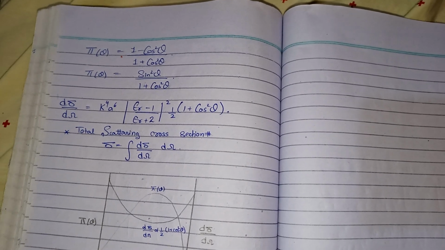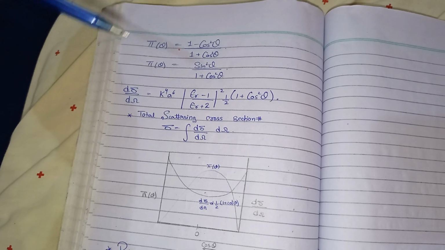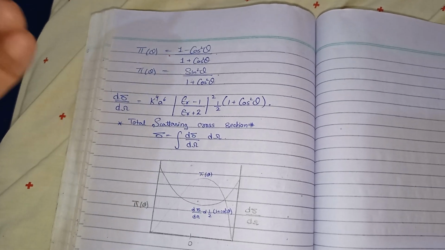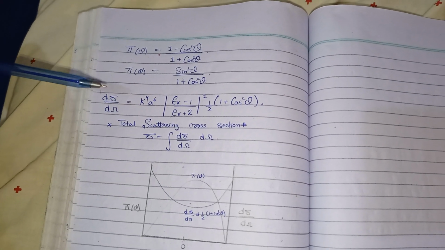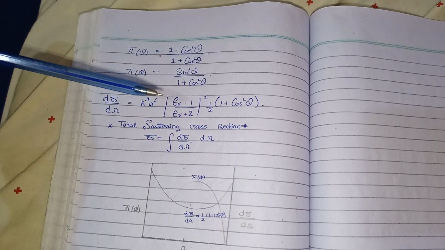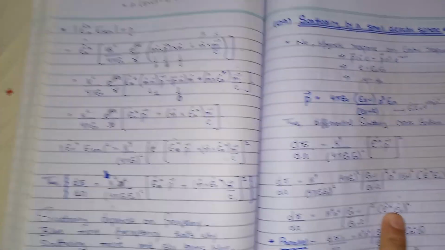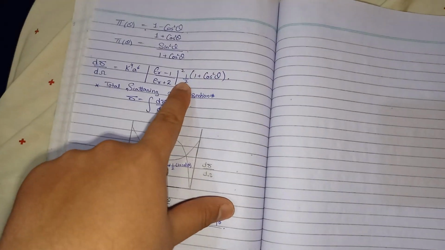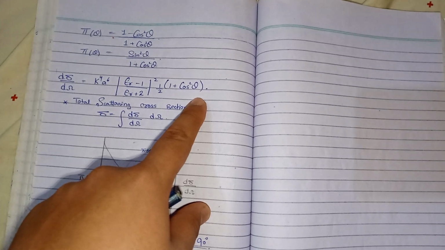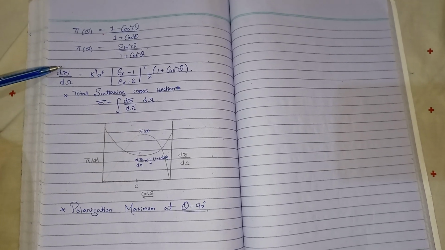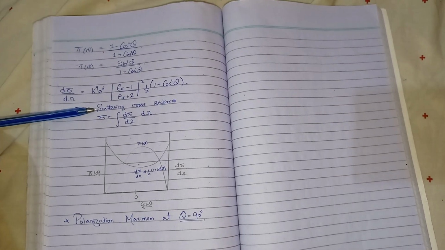Okay, now the differential cross section summed over scattered polarization. Our final term is like this: d sigma by d omega equals k to the power 4 a to the power 6, and this term squared, and this term now equals 1 by 2, and the factor which is affecting is 1 plus cos square theta. Now if you want the total scattering cross section, you just have to integrate.